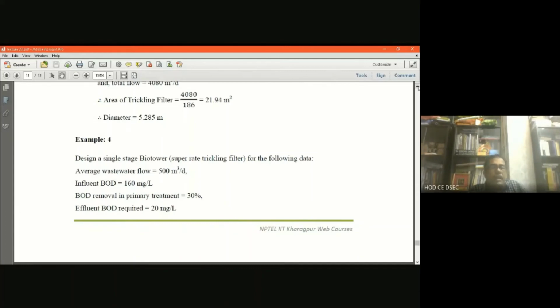Here the average wastewater flow is 500 meter cube per day. Influent BOD is 160 milligram per liter. BOD removal in primary treatment is 30%. Effluent BOD required is 20 milligram per liter. Now you have to design a bio tower. Why a bio tower? Because you are designing the super rate trickling filter.